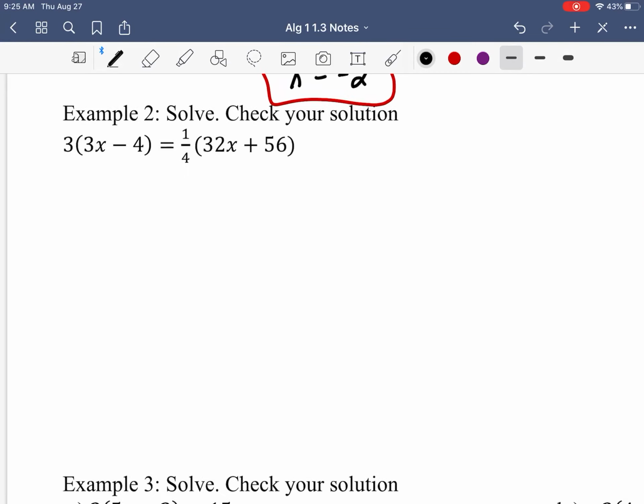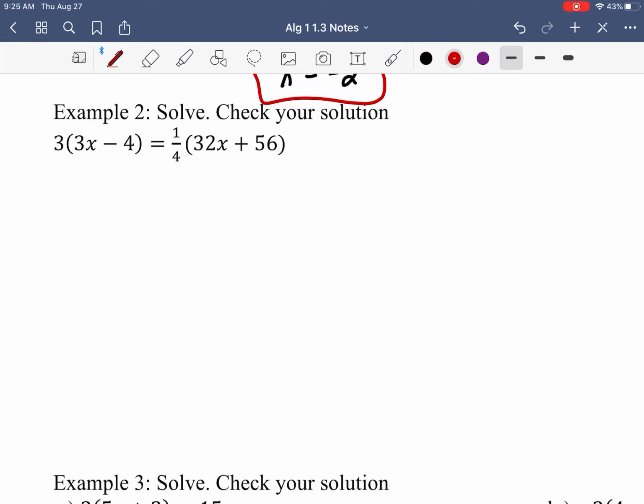All right, so now another example. Example 2, we want to solve and check our solution. Again, first thing, find my x's. I've got one there, I've got one there. So I'm going to have to get them to both sides, but I have some distributing to do first, because over here I've got 3 times this thing, and I have 1/4 times this thing. So I'm going to do some distributing first.